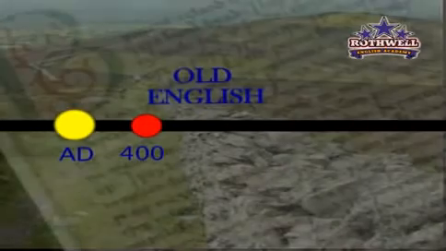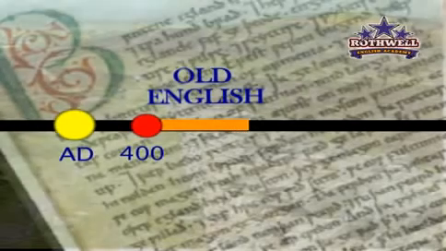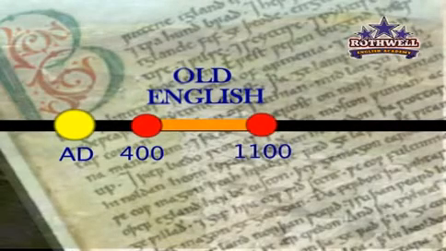The first stage of the English language is now called Old English. It was spoken from the year 400 AD to the year 1100 AD. Old English was a very inflected language.